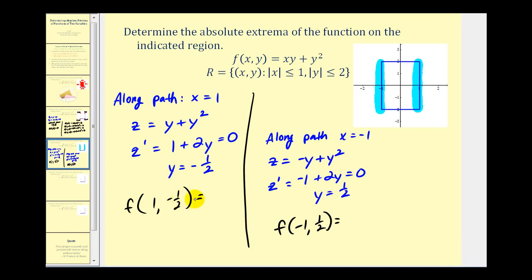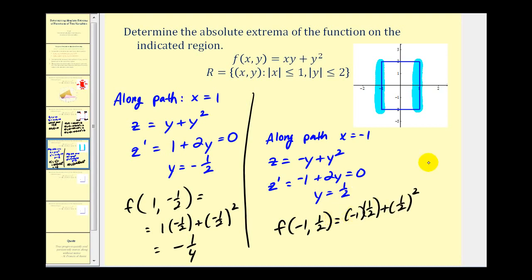So when x is 1 and y is negative 1/2, we'd have 1 times negative 1/2 plus negative 1/2 squared. This is going to give us negative 1/2 plus 1/4. It's going to be negative 1/4. And then over here we have x equals negative 1, y equals 1/2, and the result is going to be the same. It's going to be negative 1/4.